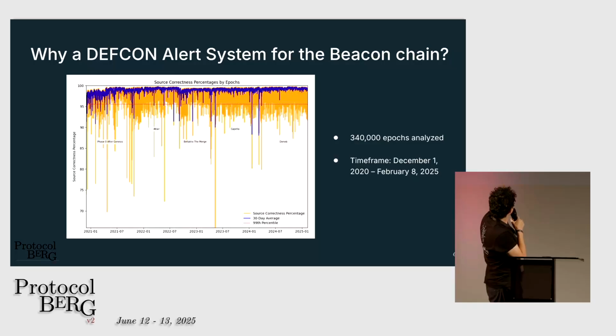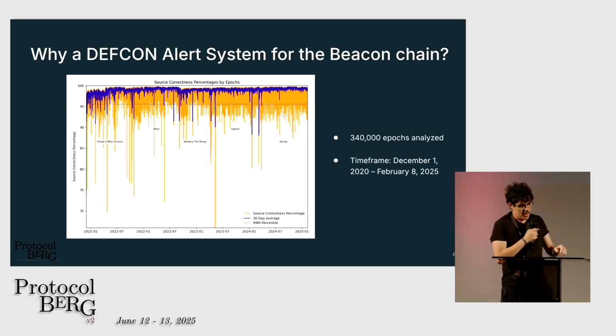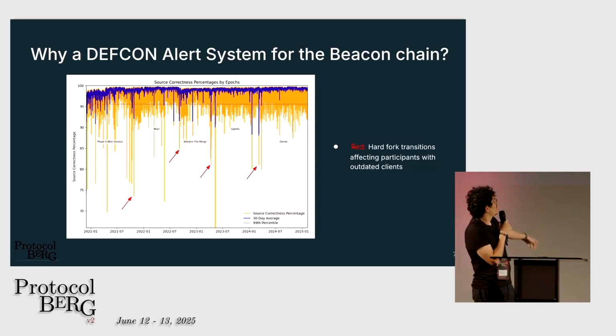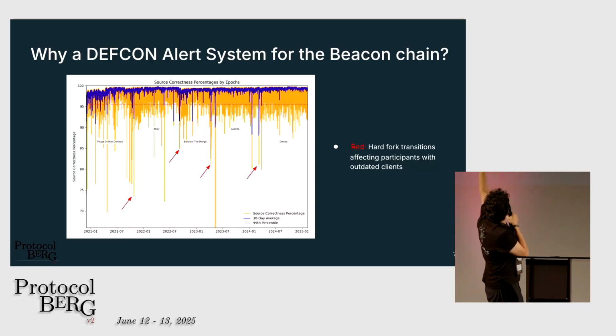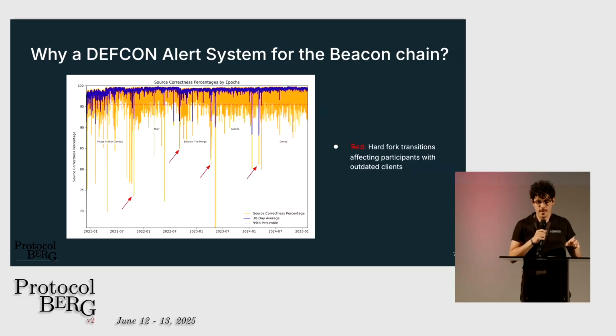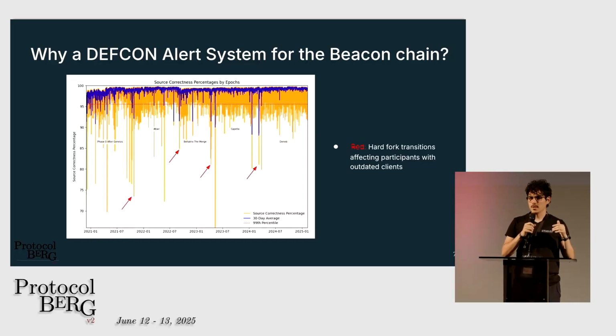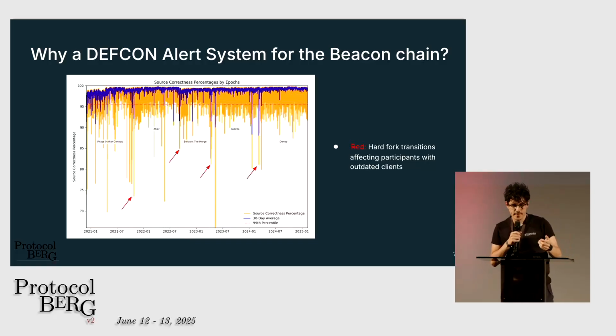The x-axis is the timeline, and the y-axis is the source correctness percentage. Here we analyzed over 340,000 epochs. You can see the red arrows that show some dips, and in the background, in light colors, the hard forks. What we can see is that in the hard fork transitions, we had some dips in correctness percentage, which is something we kind of expect, because some nodes are not updated at that moment.